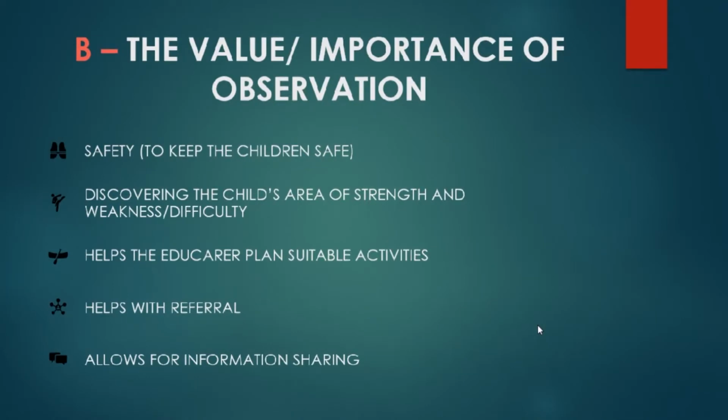Lastly, observation allows for information sharing. At the end of the term, at the end of the semester or the year, we compile a progress report and send it to the parents. But we're also keeping it for ourselves so that when the child progresses to the next level, the next educator who will be dealing with the child can refer to that and know the progress of the child, and what developmental stage the child is in at that moment.